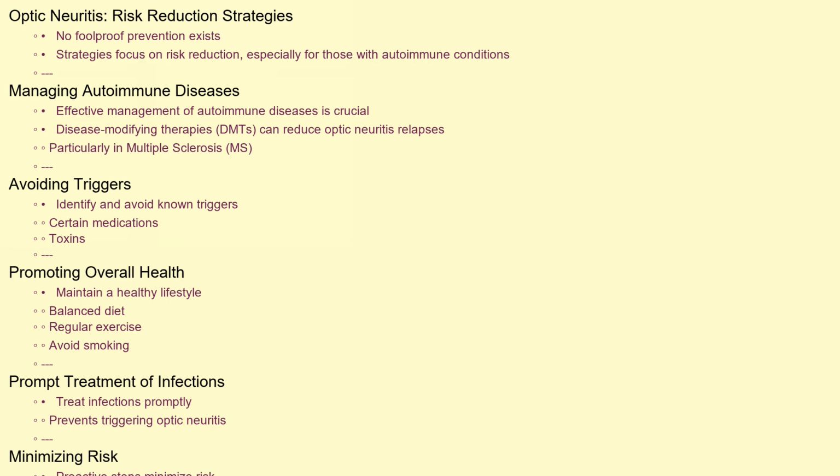While there's no foolproof way to prevent optic neuritis, several strategies can reduce the risk, particularly in those with underlying autoimmune conditions. Managing autoimmune diseases, such as MS, effectively with disease-modifying therapies can lower the risk of optic neuritis relapses. Avoiding known triggers, such as certain medications or toxins, may also be beneficial. Maintaining a healthy lifestyle, including a balanced diet, regular exercise, and avoiding smoking, can support overall immune health. Prompt treatment of infections can prevent them from triggering optic neuritis. By taking these proactive steps, individuals can minimize their risk and promote better visual health.